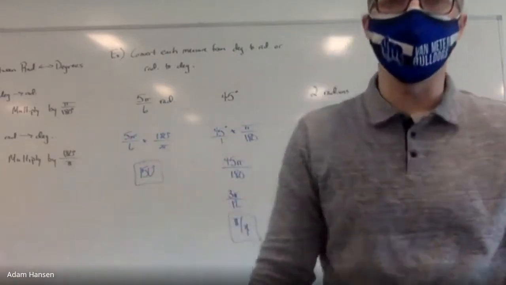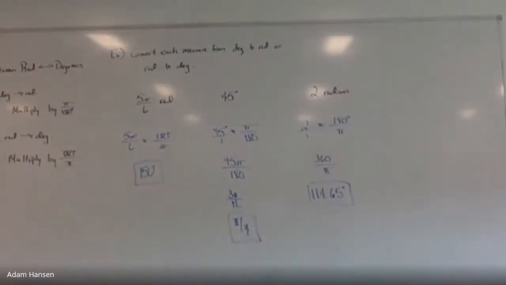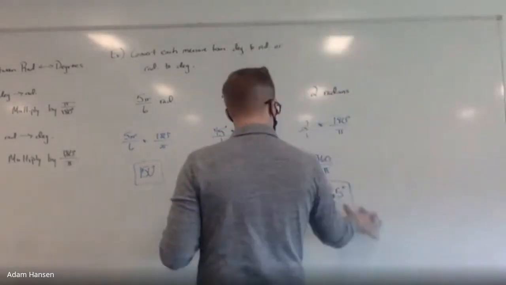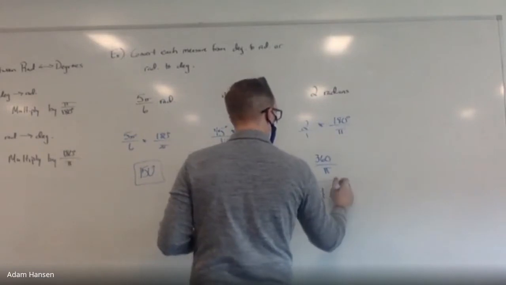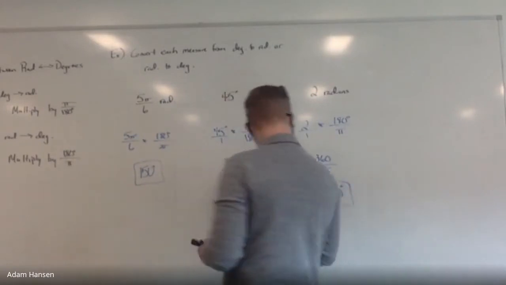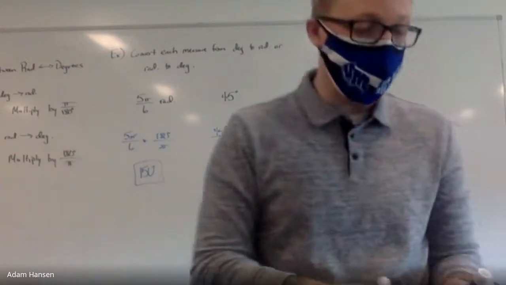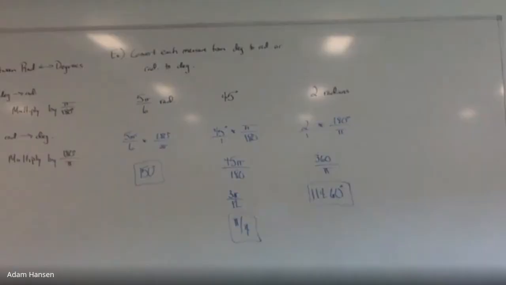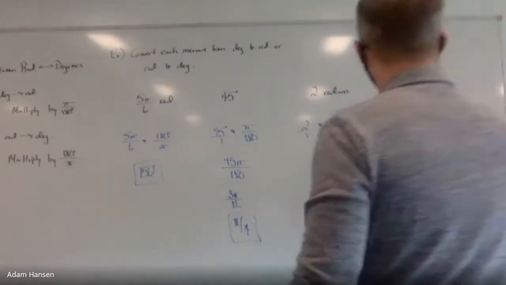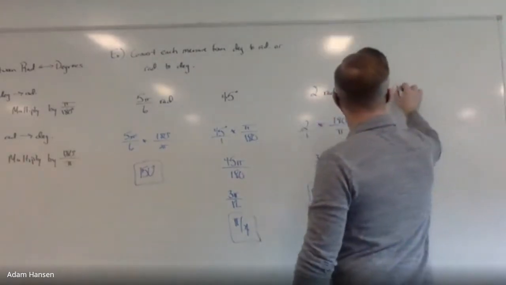Let me check that on my calculator here. So we know we got it. We had 360 divided by pi, about 114.6. Something close to that would be fine, depending on if you use 3.14 or a stored version of pi on your calculator. You guys try these ones.